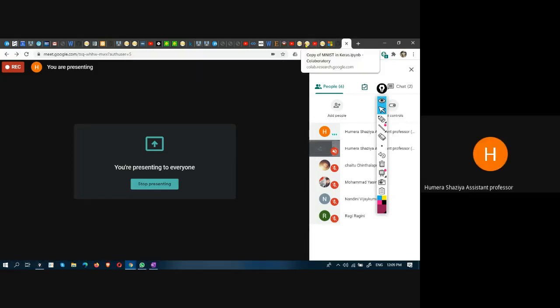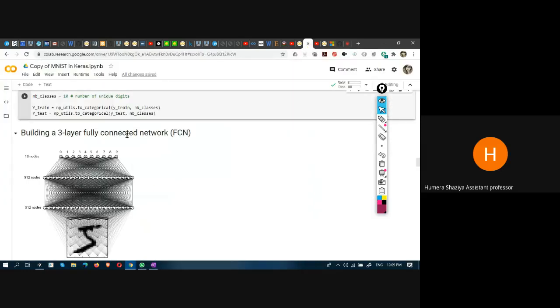Okay, students. So we are here. We are converting the classes from class values to one hot encoding. All right. And look at here, we are building a three layer fully connected network. It is also known as a dense network. This is the input. At input, you have 512 nodes, and the hidden layer also has 512 nodes. Output nodes are 10 because we have 10 classes.